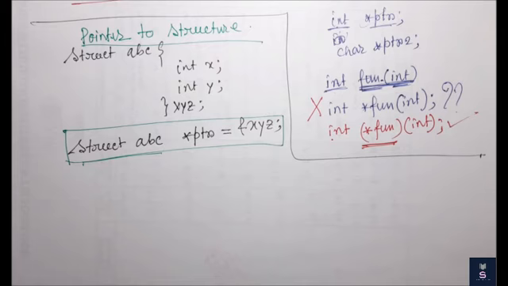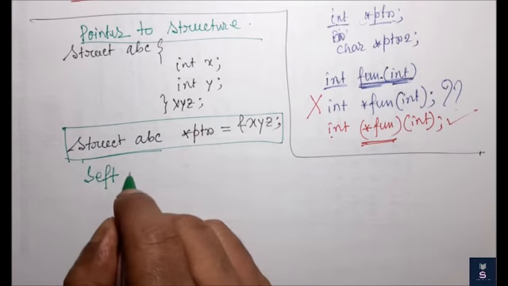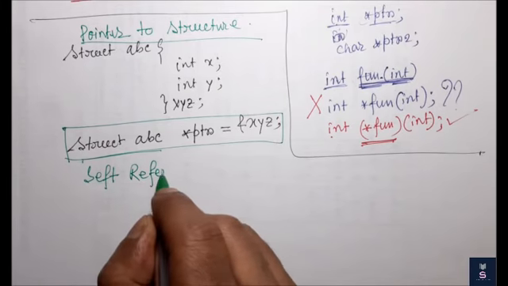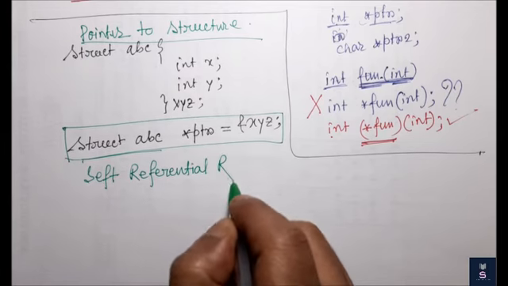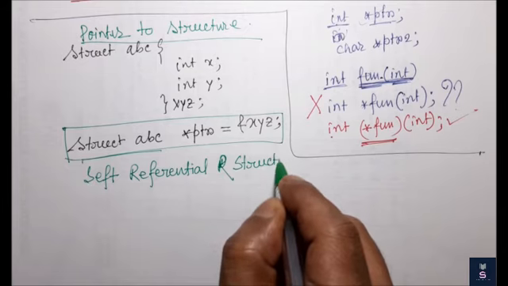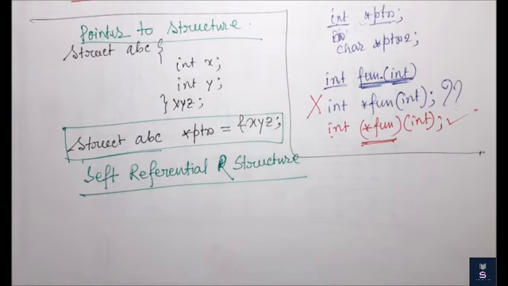Next, self-referential structure. This topic is very important because most of the time in complex data structures like stack, queue, linked list, tree, graph, we are going to use the self-referential structure. When you read about data structures, we'll see that this kind of structure is used. Now, self-referential structures are those structures that have one or more pointers which point to the same type of structure as their member.